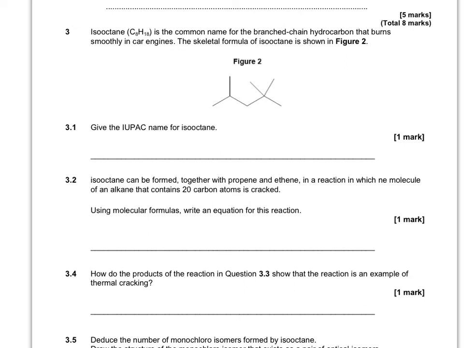Isooctane is the common name for the branched-chained hydrocarbon that burns smoothly in car engines. The skeletal formula of isooctane is shown in figure 2. Give the IUPAC name for isooctane. So the first thing we need to do is identify the longest continuous chain. So that's going to be our longest continuous chain, which has 1, 2, 3, 4, 5 carbons in it. So we know it's based on pentane.